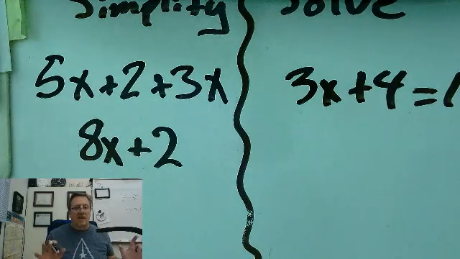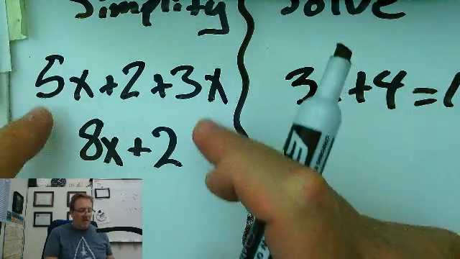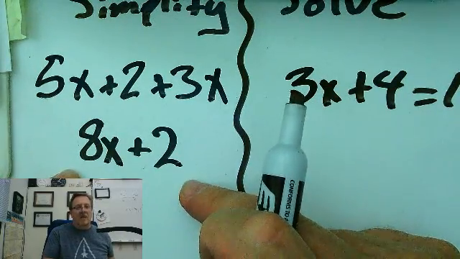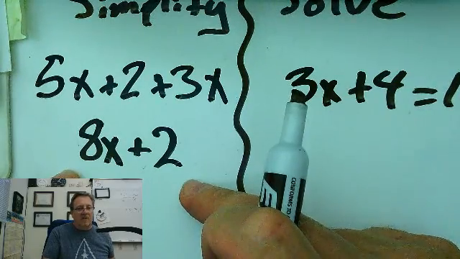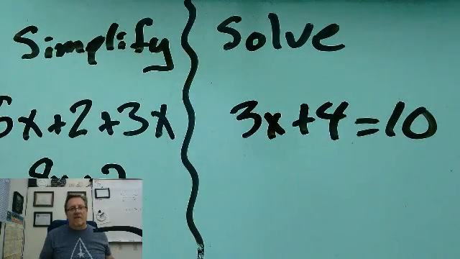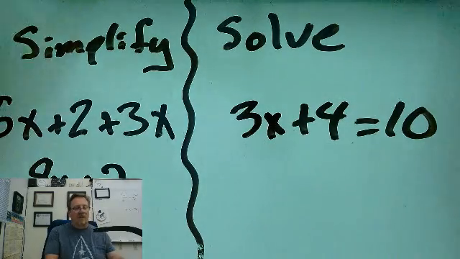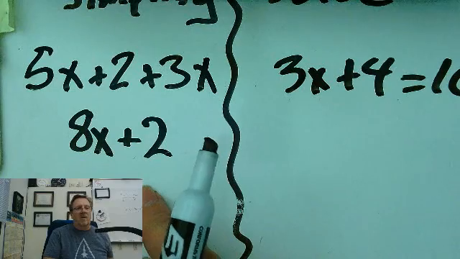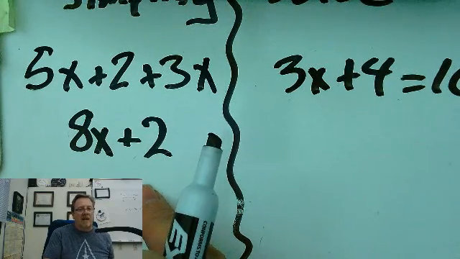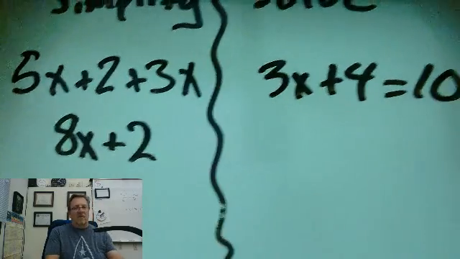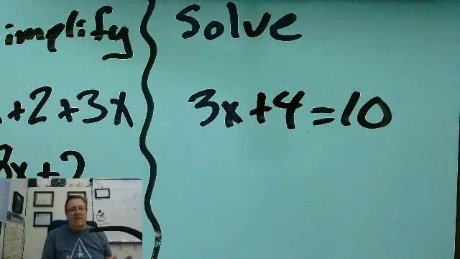That's it. It's simplified. Notice this was more complex than this, so I've simplified it. When you simplify, you combine like terms. That's how you simplify. Solving is completely different. Solving is when you're trying to get the x by itself. We weren't trying to get the x by itself when we simplified. When we simplify, we just combine like terms and get something simpler than what we started with. When we solve, we do something completely different.